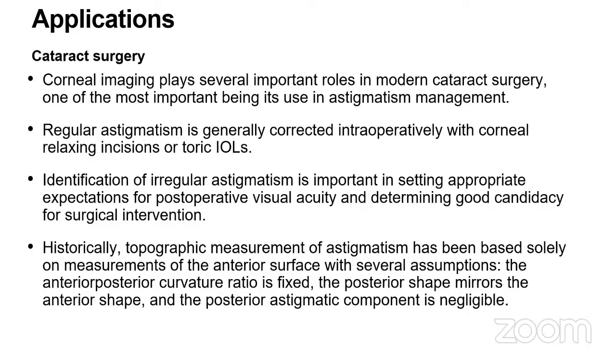Historically, topographic measurement of astigmatism has been based solely on measurements of the anterior surface with several assumptions. The anterior-posterior curvature ratio is fixed. The posterior shape mirrors the anterior shape, and the posterior astigmatic component is negligible.